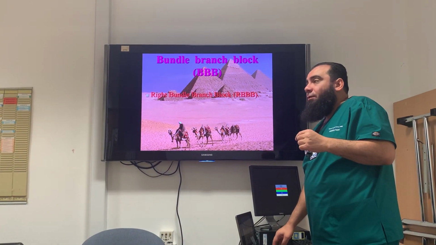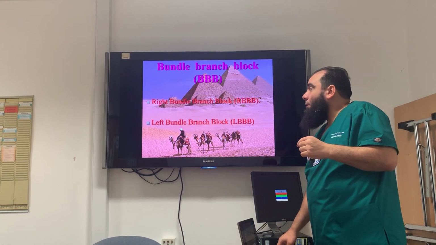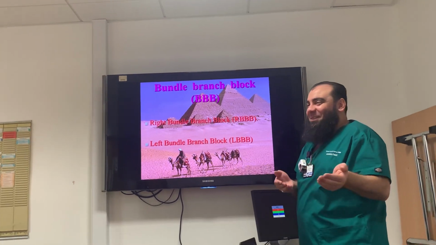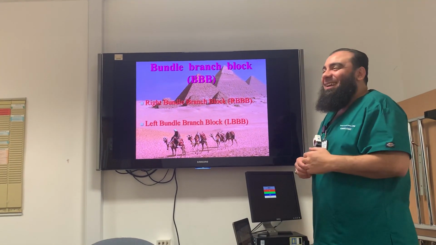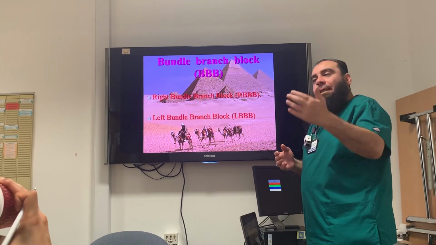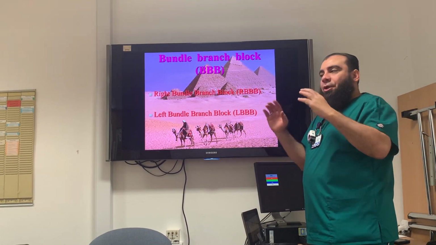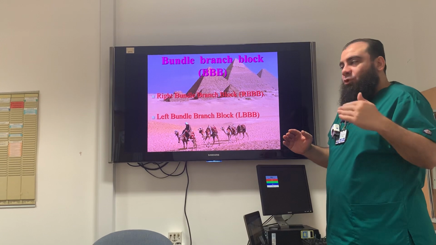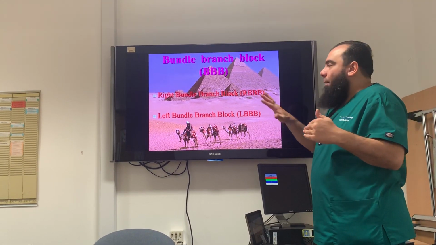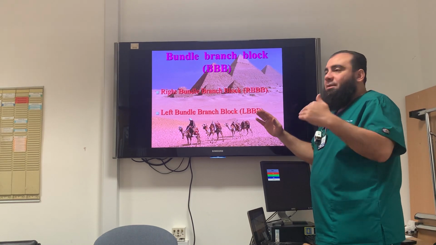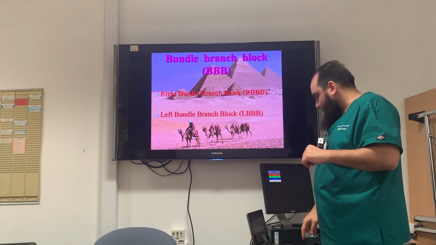How many bundles do we have? Two. So right bundle and left bundle, and again the left bundle divides into the anterior branch and the posterior branch. Criteria for block of the anterior branch and posterior branch exist, but I'm not going to discuss them now. I don't like to confuse. So simple right and simple left. Is that all right?